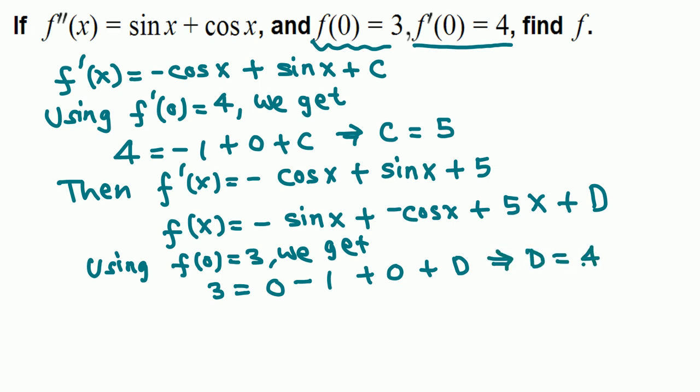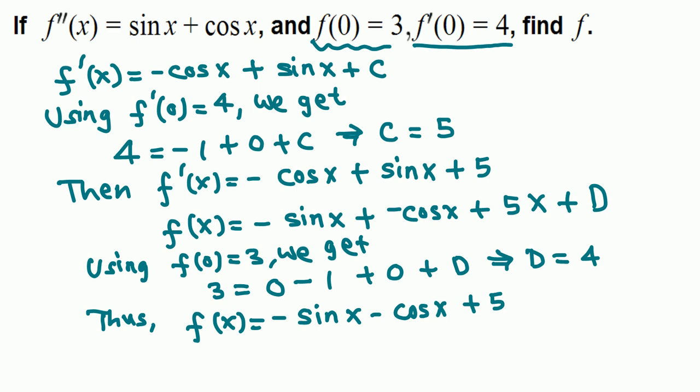Now substitute this into here and we have the function. Thus the function is negative sin x minus cosine x plus 5x plus d, where d equals 4, so plus 4.